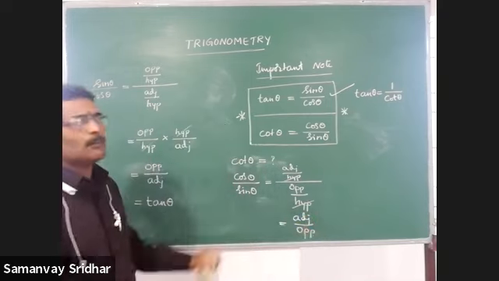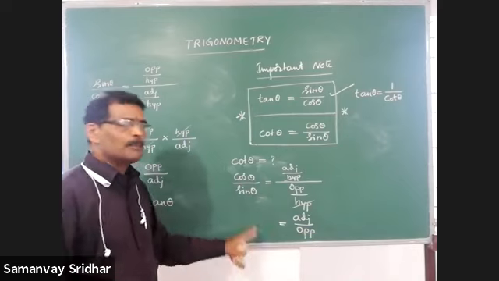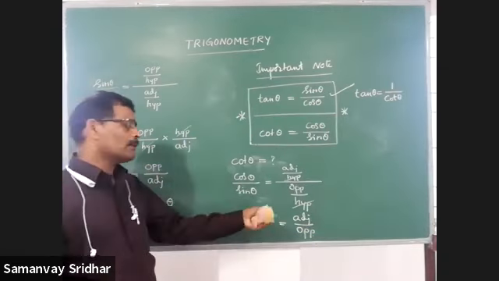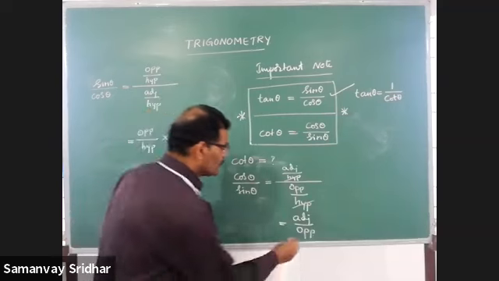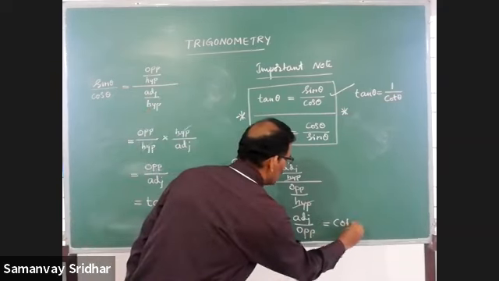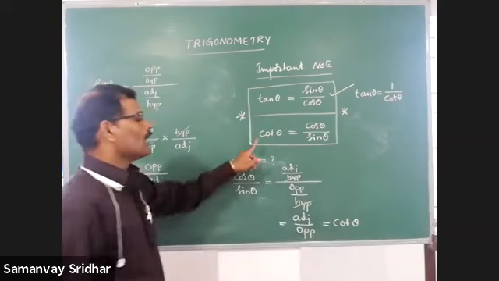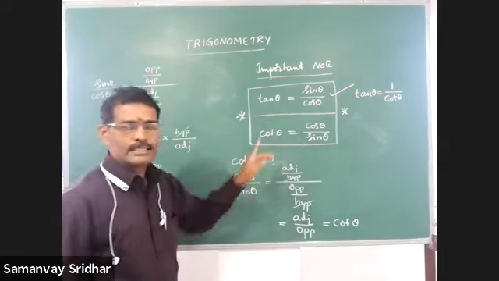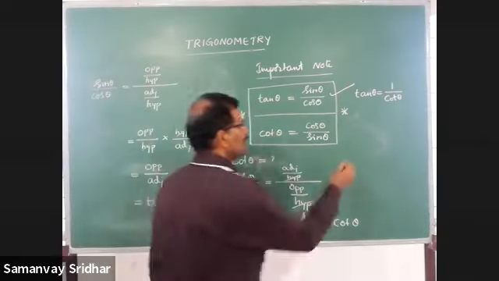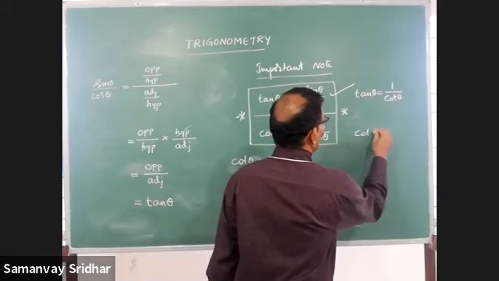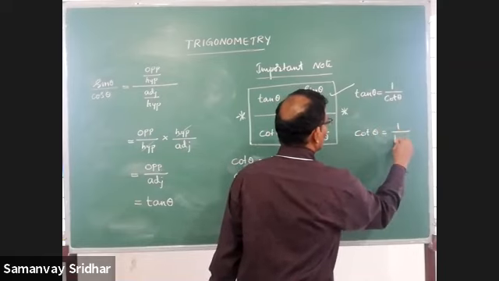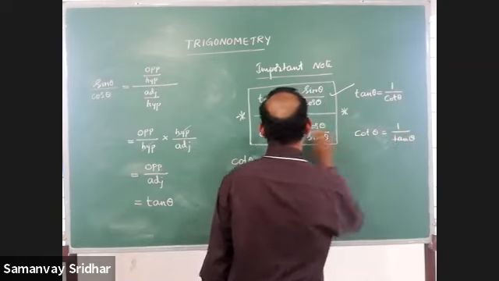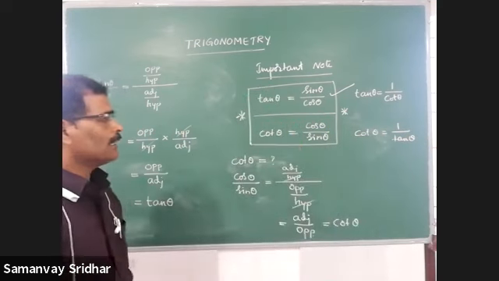What is adjacent by opposite? Opposite by adjacent is tan. Adjacent by opposite is what? Cot. Therefore, it is nothing but cos theta by sin theta. Therefore, I told you that cot theta is cos theta by sin theta also. It is not only 1 by tan theta. Cot theta is the reciprocal of tan theta, and also cot theta is cos theta by sin theta.